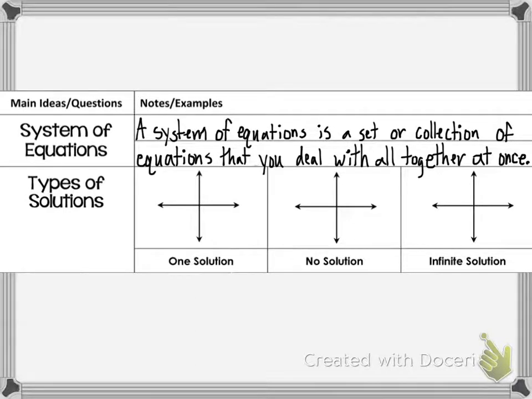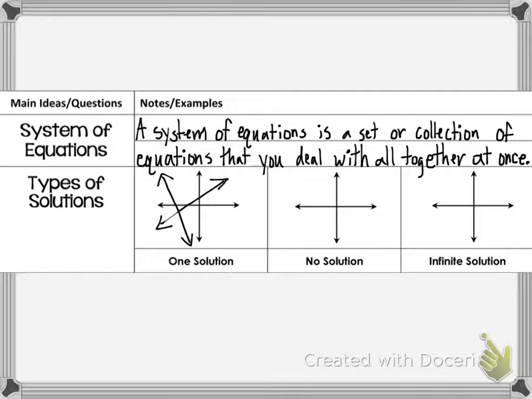So for the first one, we have one solution. Anyone recall what my solution is to a system of equations? My solution is an ordered pair, because remember, we've got two variables, right? We've got to find our x value. We've also got to find our y value, so our answer becomes an ordered pair. Looking at it graphically, say I have that line right there, and let's say I have this line right there. What do you think my solution to this system of equations is?